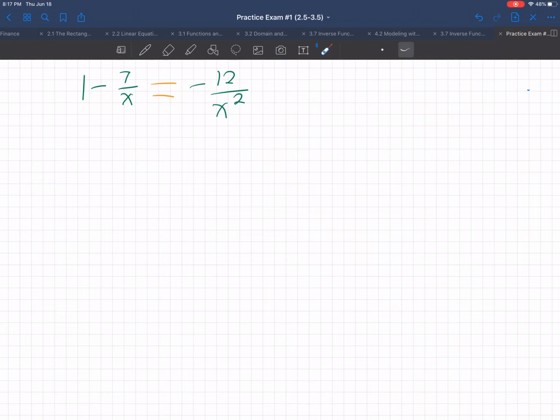Welcome to an example of solving an equation with denominators. So they're asking us here to solve for x. Well, how do you do that? How do you solve for x when there's fractions? Let's write out some steps. So, solving with fractions.